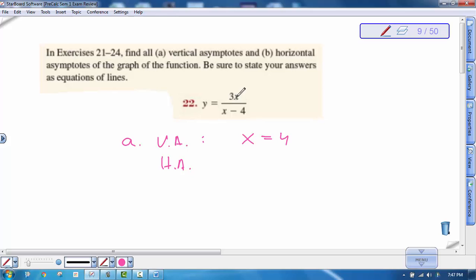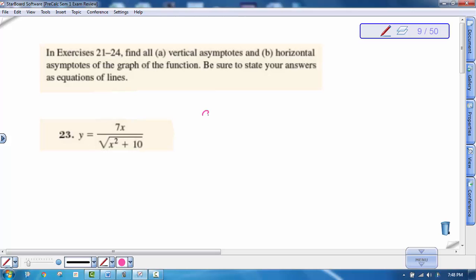Horizontal asymptotes then, looks like we have the same degree, therefore we do the ratio of the leading coefficients, which is 3 over 1, which should be y equals 3. And the last one's a little bit trickier. The vertical asymptotes are zeros at the bottom, so we have to take this x squared plus 10 and figure out what the zeros are.